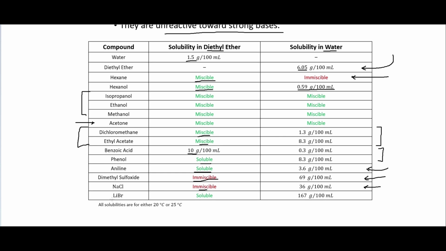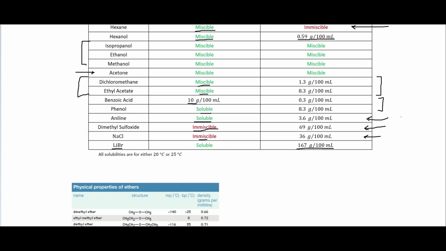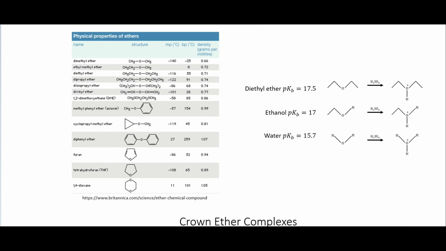But if we have something like lithium bromide, which is a very small cation with a very large anion, we can start seeing solubility in ether. And you'll also notice that it's even more soluble in water than sodium chloride is in water. That's because having those large differences in the sizes of the ions makes them easier to break apart. And so we can compare some of these different ethers here. So we have the dimethyl ether, the ethyl methyl ether, the diethyl ether, dipropyl ether, and diisopropyl ether.